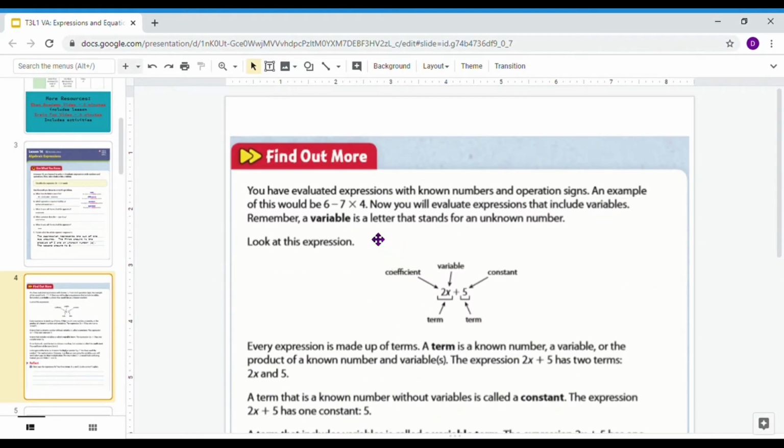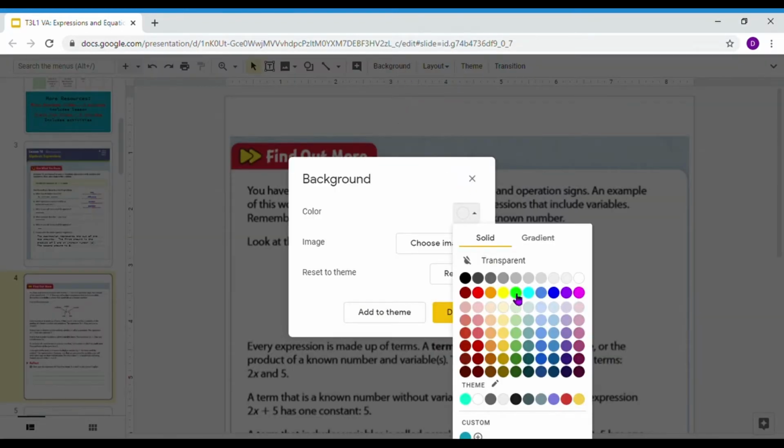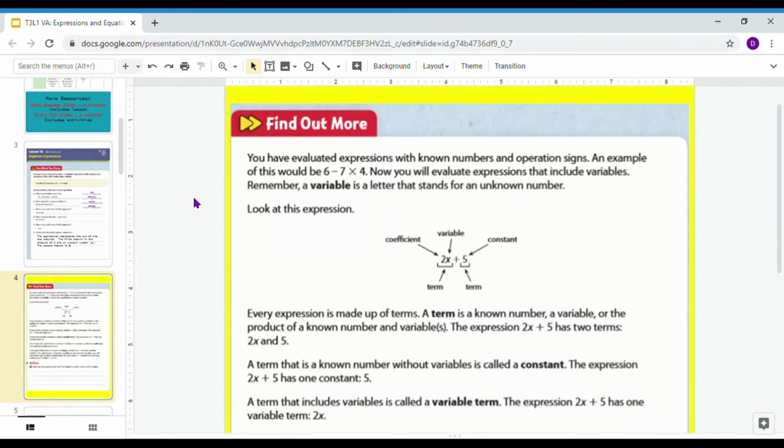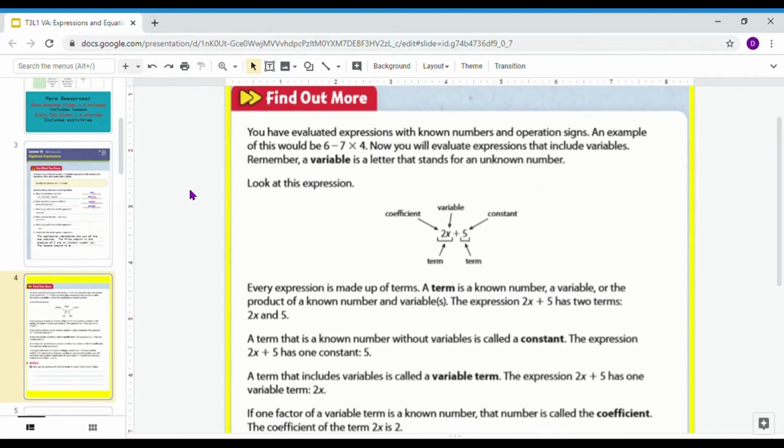This slide right here, slide number 4 or page number 99 in your book, is extremely important. Important enough that I am going to highlight it. This is kind of like your notes. They're basically giving you notes that you can come back to and refer to when you're working on that independent work or if you're working on any other assignments. And I'm just going to quickly go over this. It says you have evaluated expressions with known numbers and operation signs.